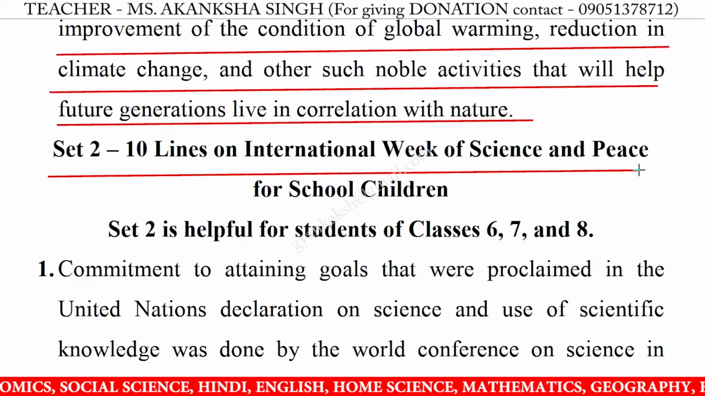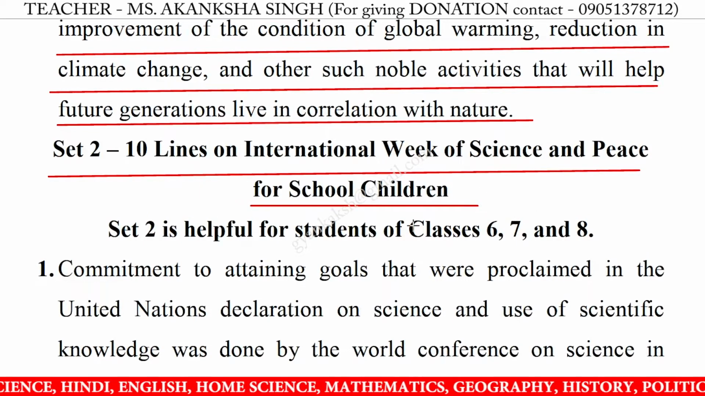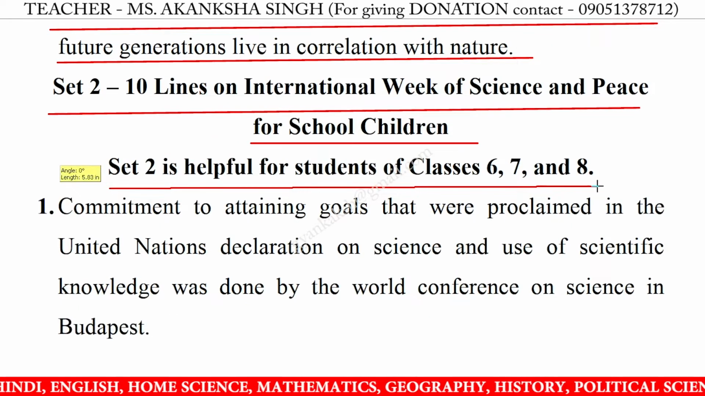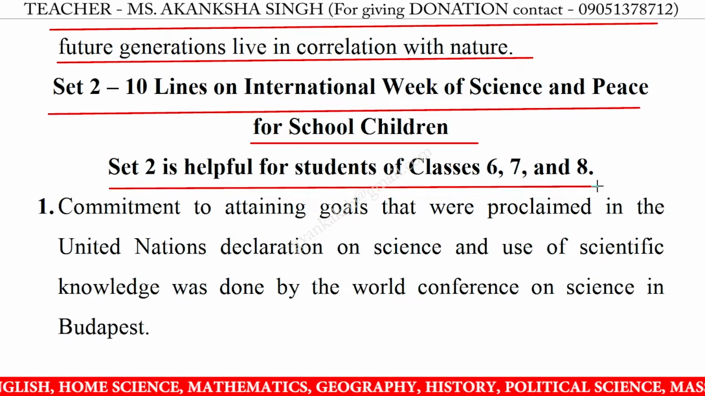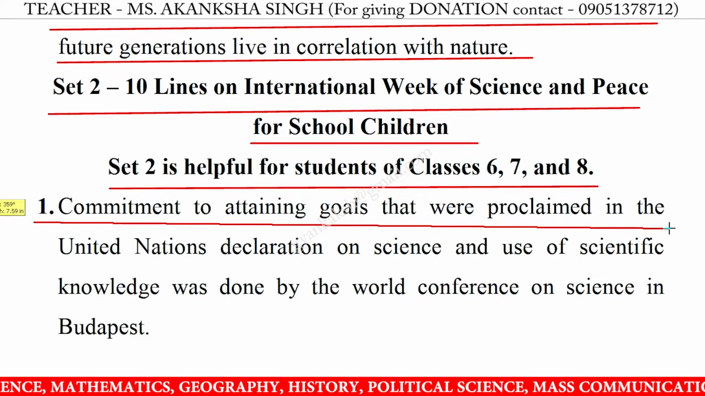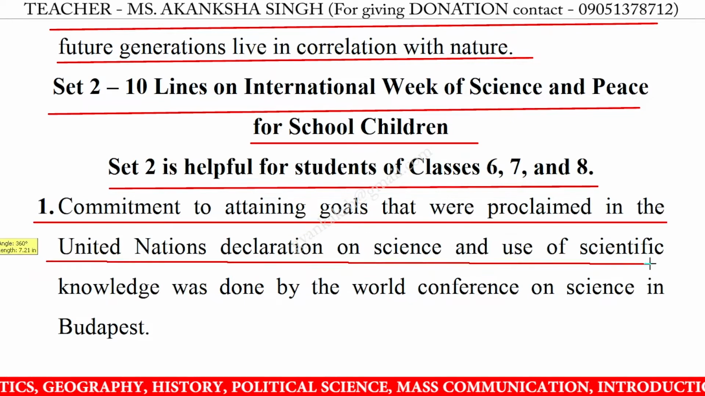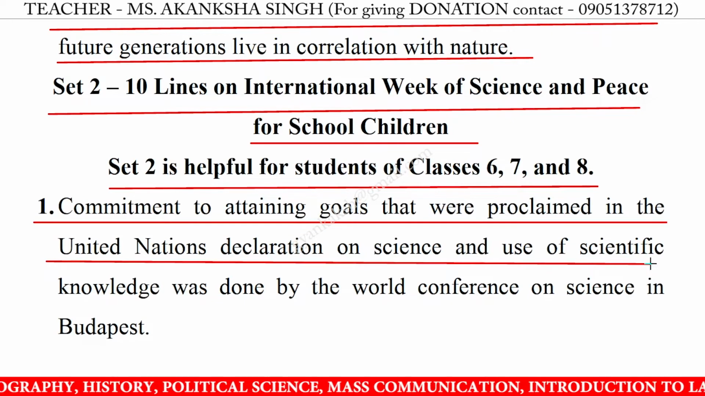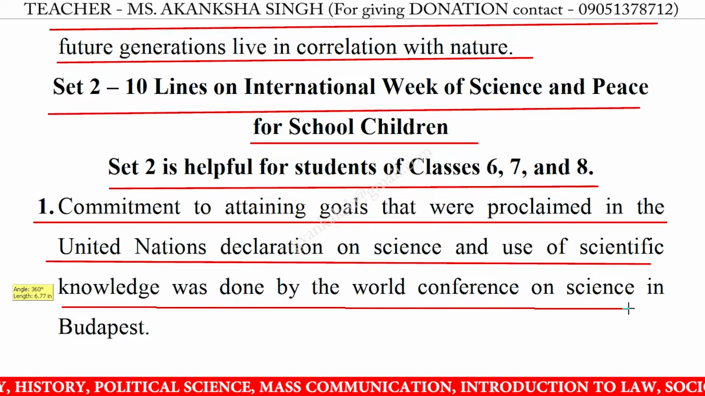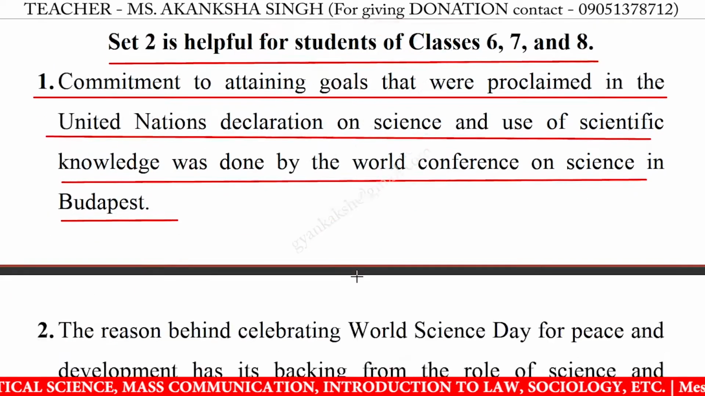Set 2. 10 lines on International Week of Science and Peace for school children. Set 2 is helpful for students of classes 6, 7 and 8. Number 1. Commitment to attaining goals that were proclaimed in the United Nations Declaration on Science and Use of Scientific Knowledge was done by the World Conference on Science in Budapest.